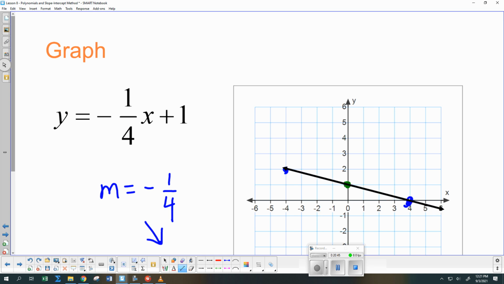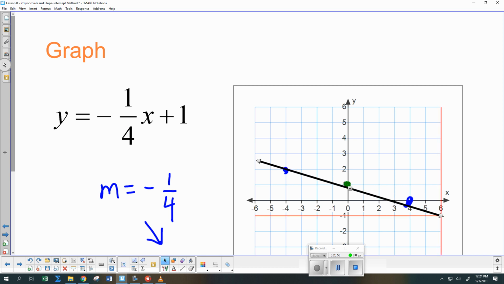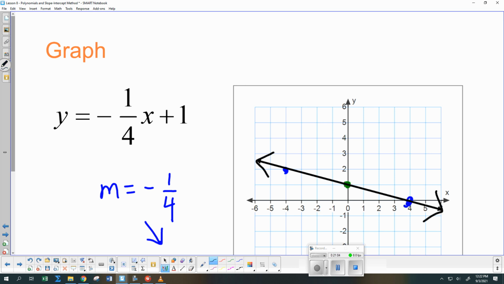As I get my straight edge lined up there, I want to draw it all the way as far as I can through the edges of my graph. So I'm going to try to stretch it out there so that it goes through this. And then put my arrows on both ends of it because it keeps going forever. Thumbs up, thumbs down. How are we with that one?